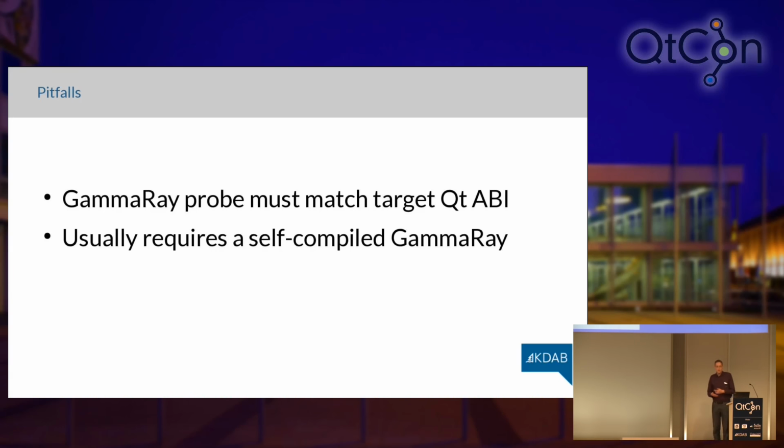If that doesn't match, GammaRay will notify you and will not even allow you to launch the application. That's probably one of the most common problems you might run into. And as a side effect of that, you will most of the time need to compile GammaRay yourself for your specific Qt configuration to make this work. That's a bit inconvenient, but the implementation heavily relies on all kinds of non-public internal Qt API. And that keeps changing, right? So there is unfortunately no way around this.